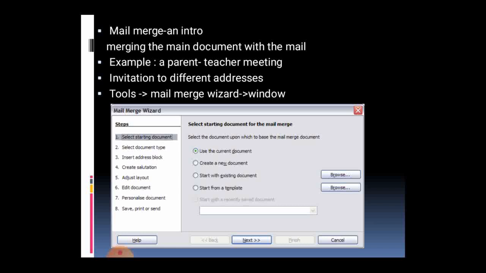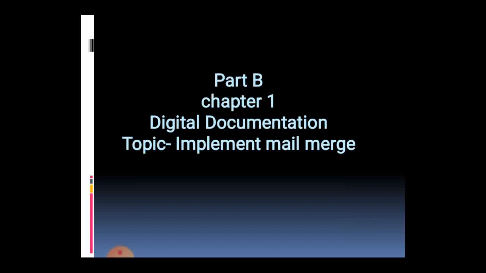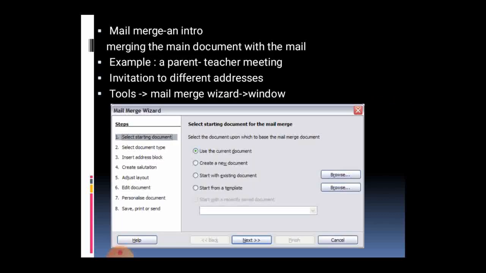The first step is select starting document. We have to decide which document is going to be the main document, or which document you are going to send to the different addresses. Once you click that option, you will be given 4 bullets. The first is use the current document where we are working, which takes it from the position of the cursor.